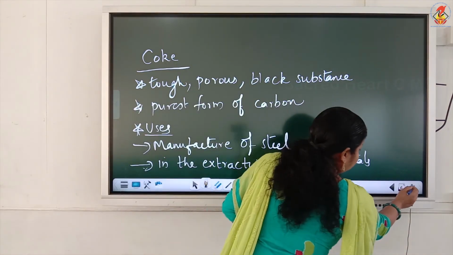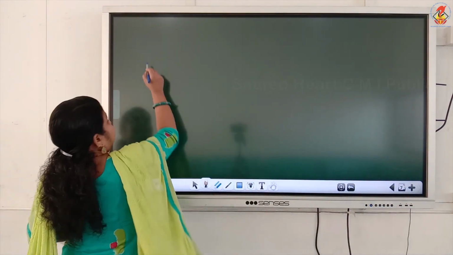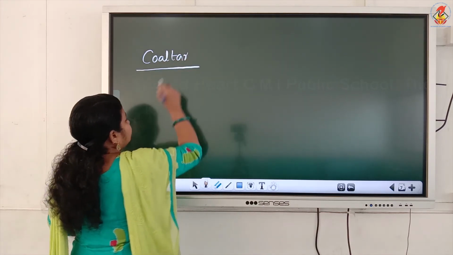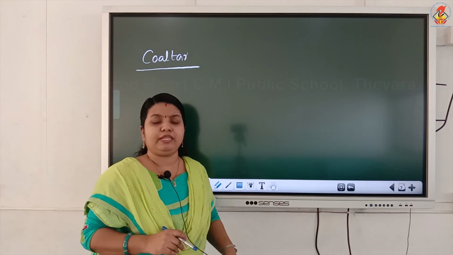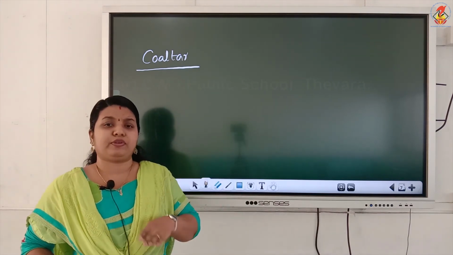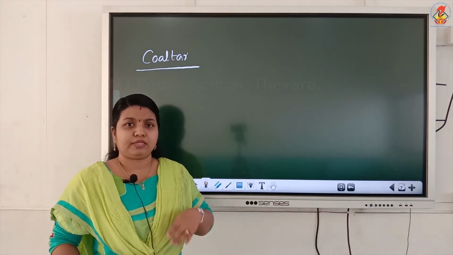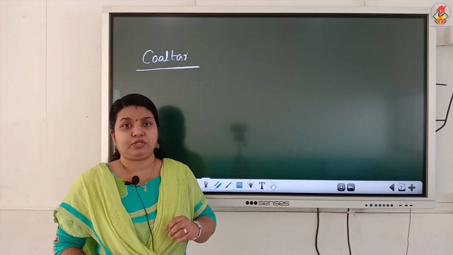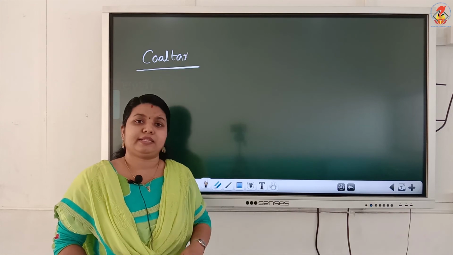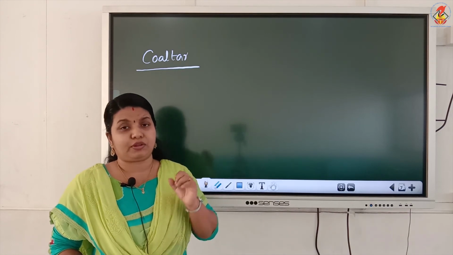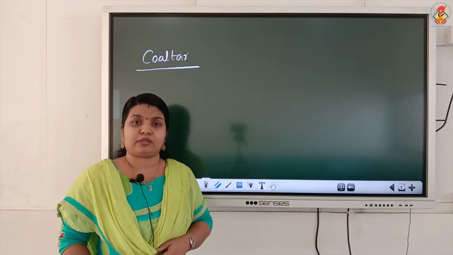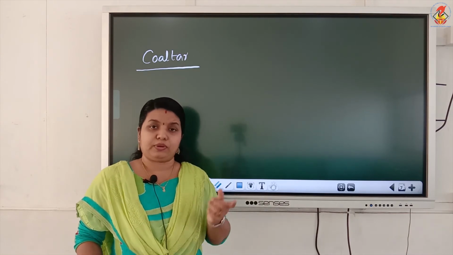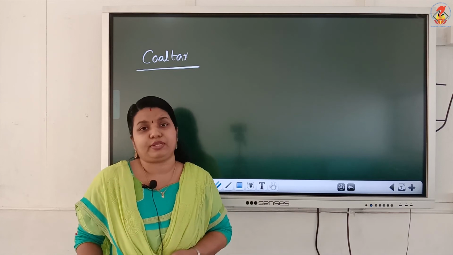So, what is our next product? Coal tar. This coal tar may be familiar to you. Earlier, it was used for the surfacing of roads. Once the road repair work is going on, there is a thick black liquid which is used for surfacing it. That was coal tar. Nowadays, instead of coal tar, a petroleum product called bitumen is used for the surfacing of roads.